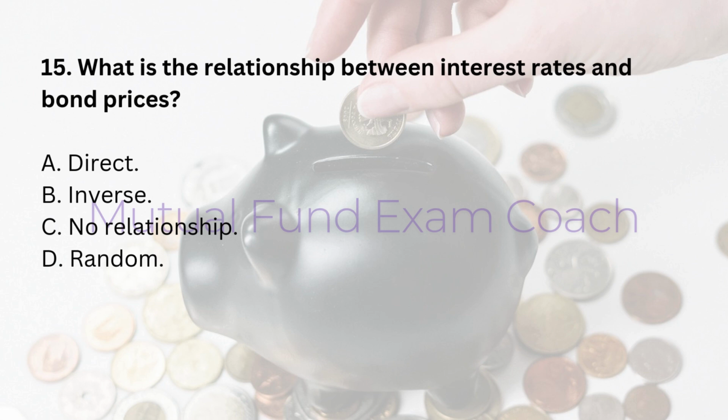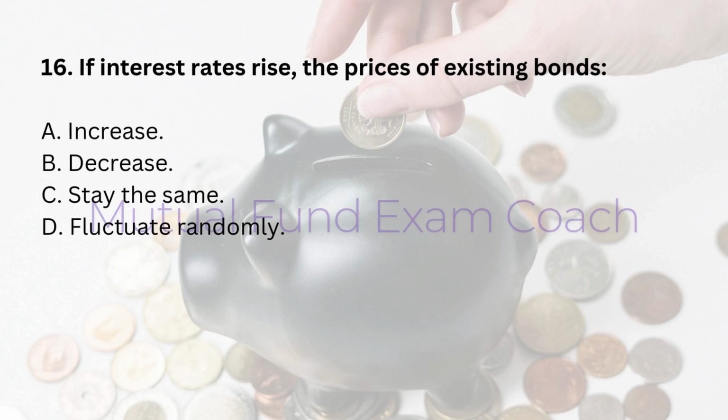15. What is the relationship between interest rates and bond prices? A. Direct, B. Inverse, C. No relationship, D. Random. Answer: B. Inverse.